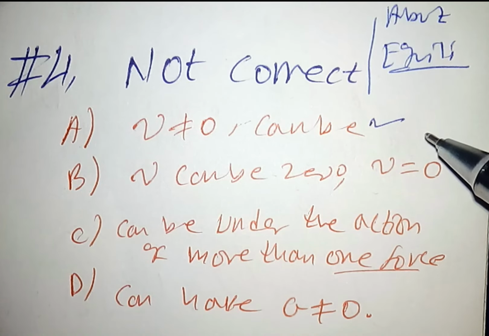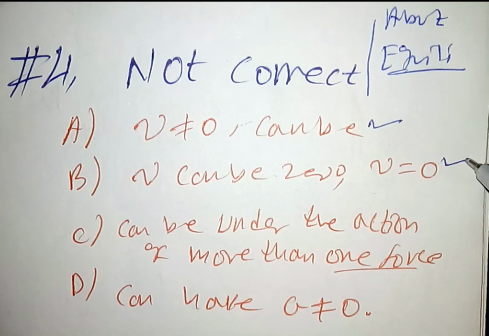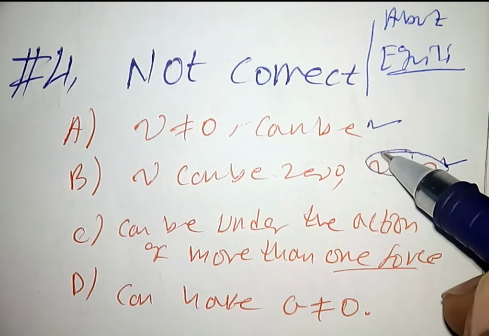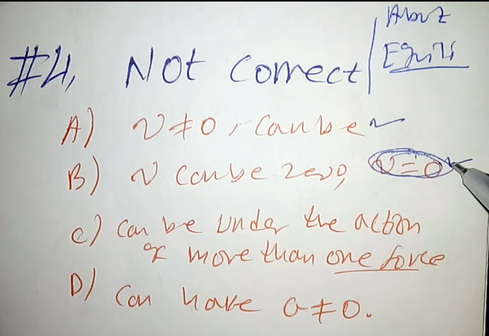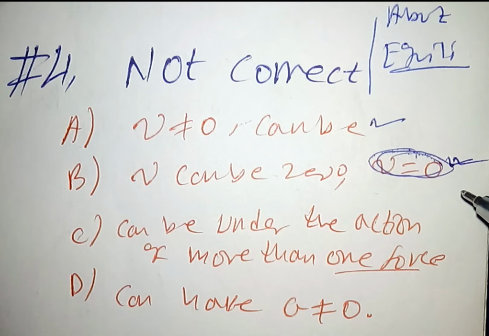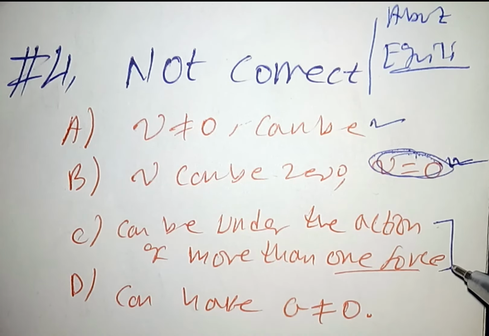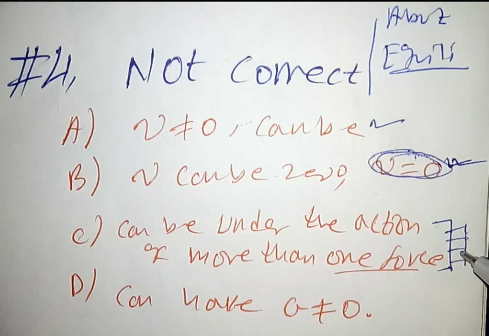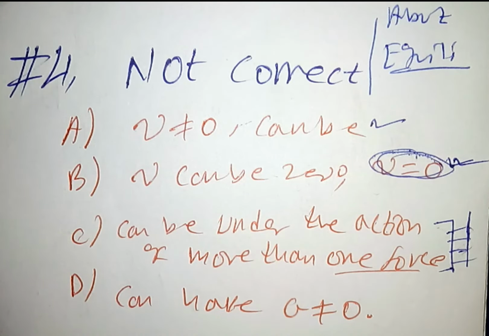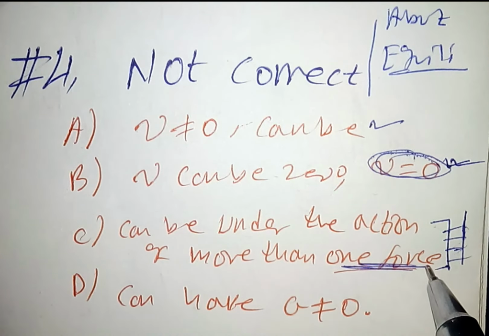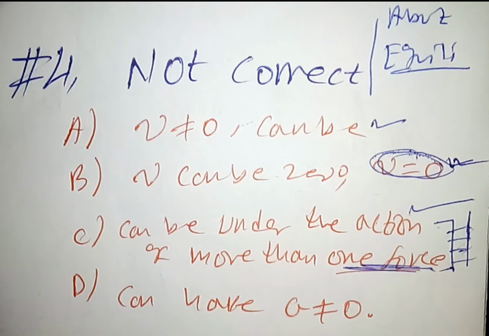Alternative B says that its velocity can be equal to 0. That means the velocity of the object can be 0. This is when the object is at rest, that is static equilibrium. It is still true. Alternative C says that it can be under the action of more than one force. To talk about the equilibrium of an object, the object must be under the action of more than one force. If only a single force is acting on the object, we cannot talk about equilibrium, because that single force makes the object accelerate. So if more than one force is acting on the object and the sum of all those forces is zero, the object is still in equilibrium, and this is still true.